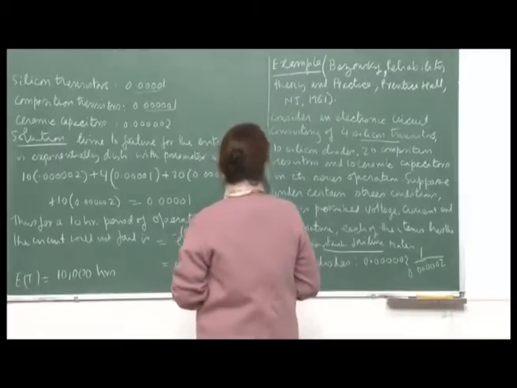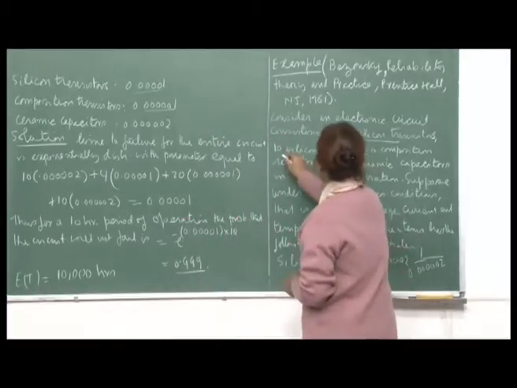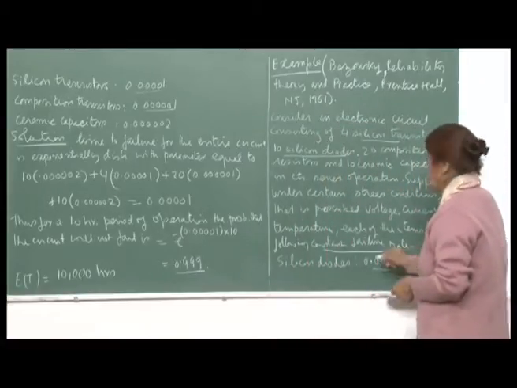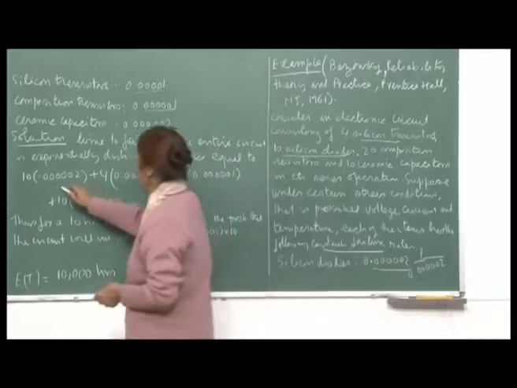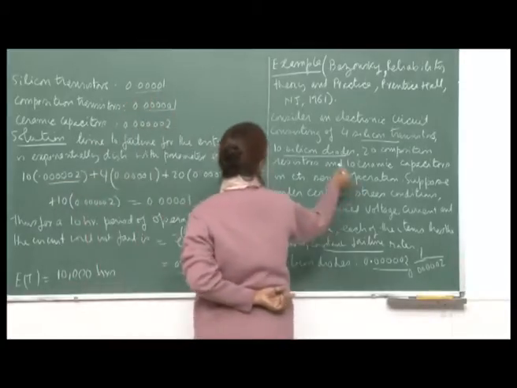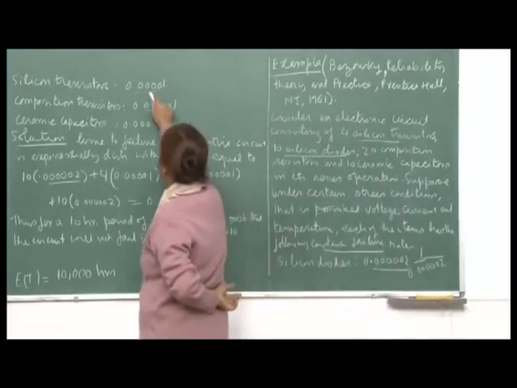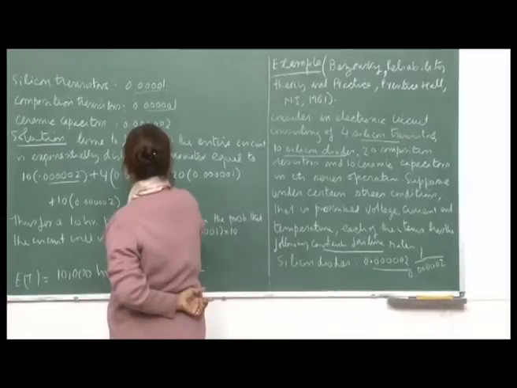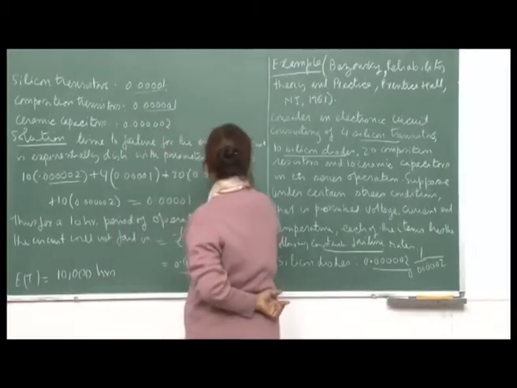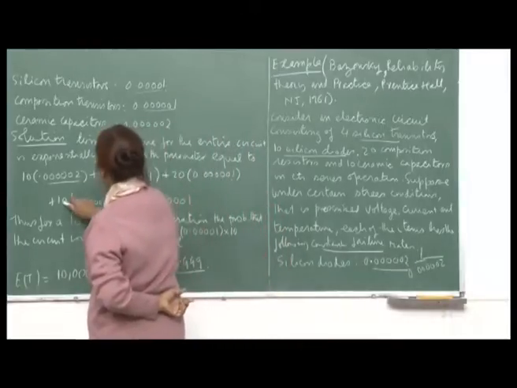So, you have 10 silicon diodes, so 10 times the parameter for the silicon diodes. Then silicon transistors, there are 4 of them, so 4 times this parameter, which is 0.0001, plus 20 composition transistors, so 20 times this, plus 10 ceramic capacitors, 10 times this.